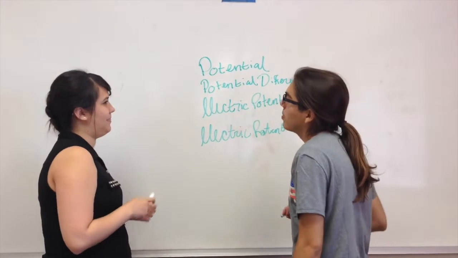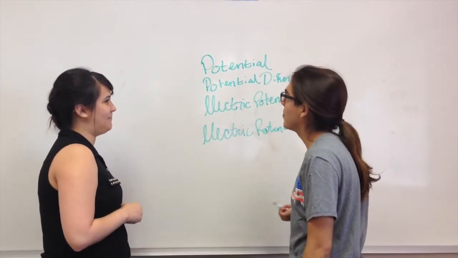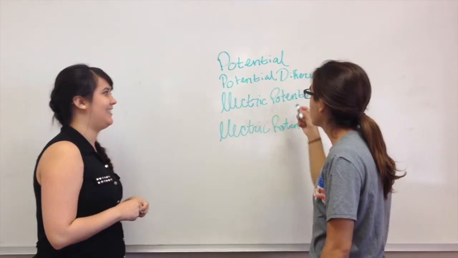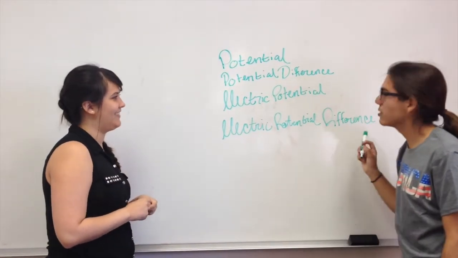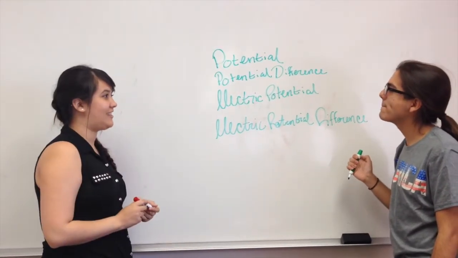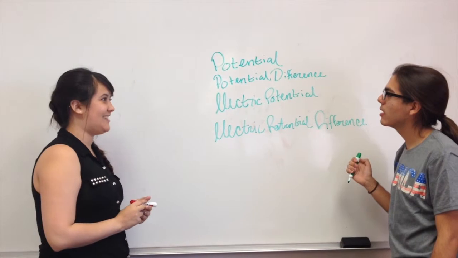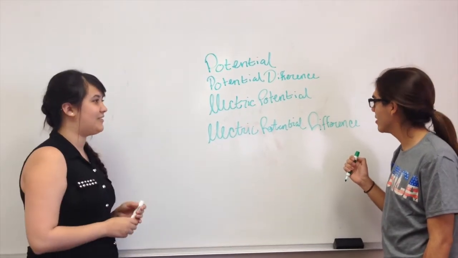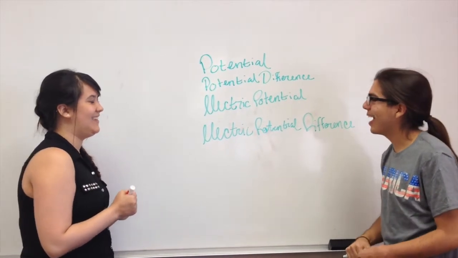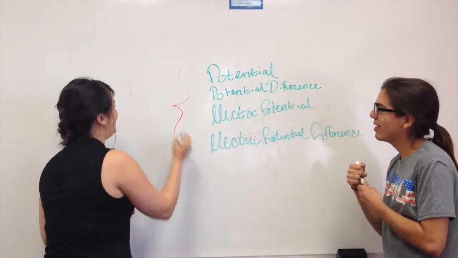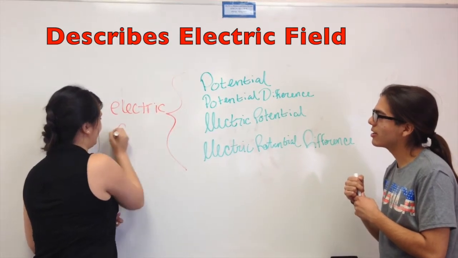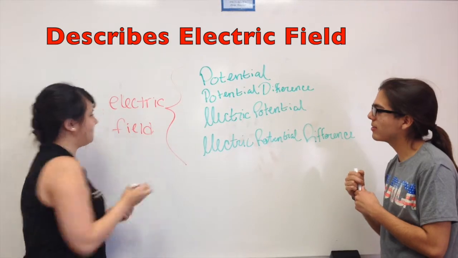Oh, hey Brenda. I have a question for you. What's the difference between potential, potential difference, electric potential, and electric potential difference? Potential describes the electric fields. Potential difference describes the electric fields. Electric potential describes the electric fields. And electric potential difference describes the electric fields. Well, good golly, there's no difference in that. No, they all describe the electric fields. Oh gosh, I am so lost.